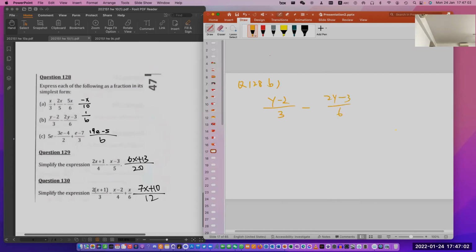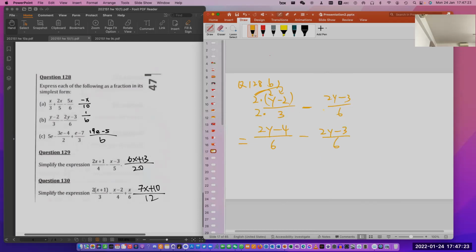Okay, this question I think is super easy, because the common denominator should be 6. So you times 2. Over here, I don't skip any step. By the way, you need to use an equal sign here. So it's 6 below, 2y minus 3 over 6. Yes, so you have a minus sign here.